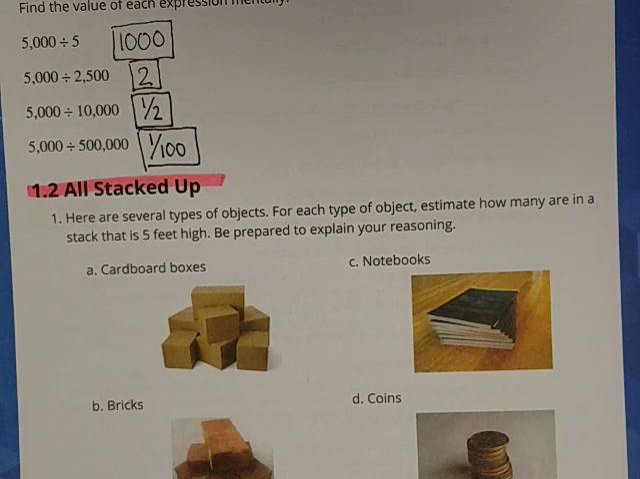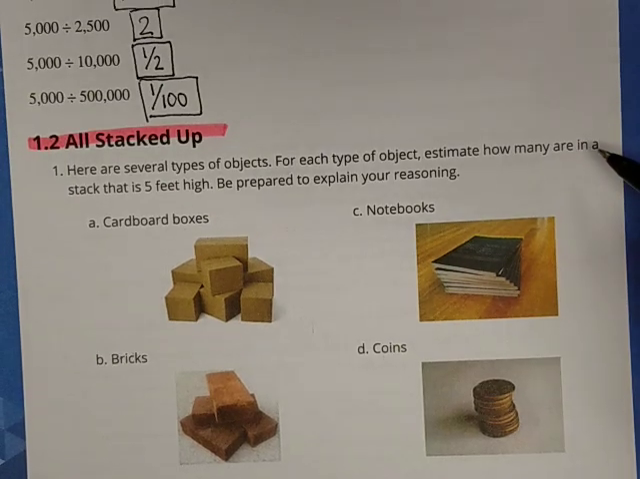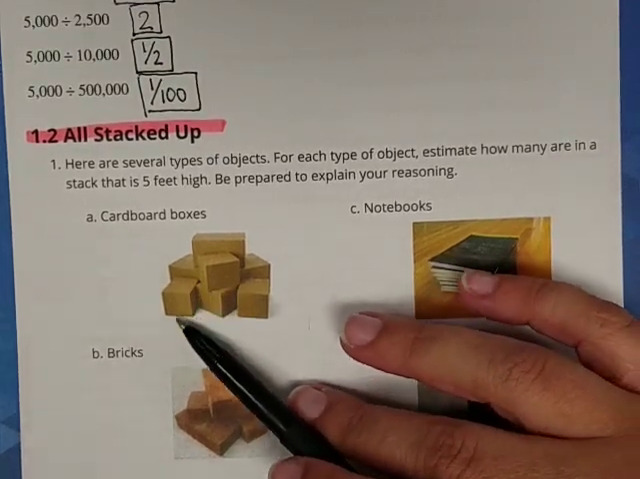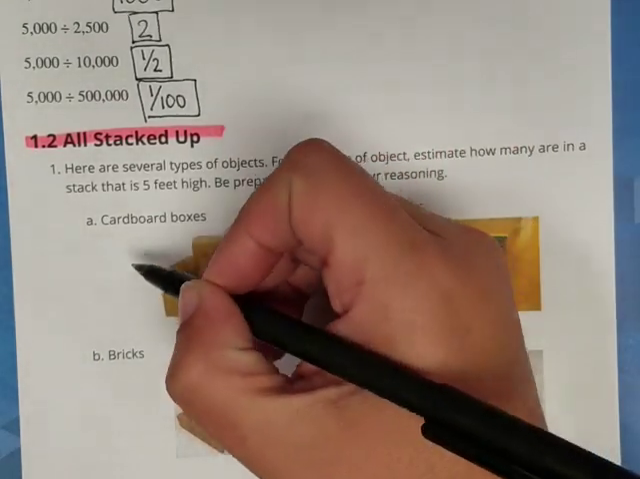1.2, all stacked up. Here are several different types of objects. For each type of object, estimate how many are in a stack that is 5 feet high. Be prepared to explain your reasoning. These cardboard boxes look about maybe 2.5 feet tall, so if I was stacking them, I probably would need 2 of them to make 5 feet tall.